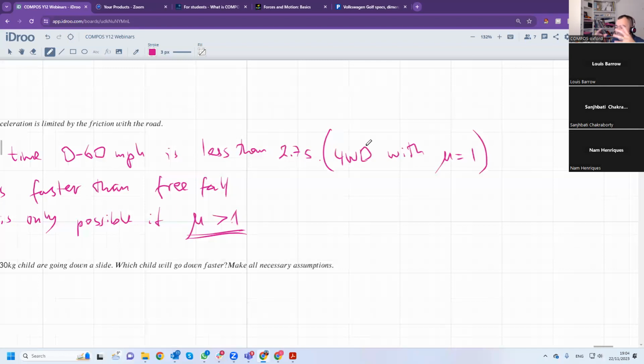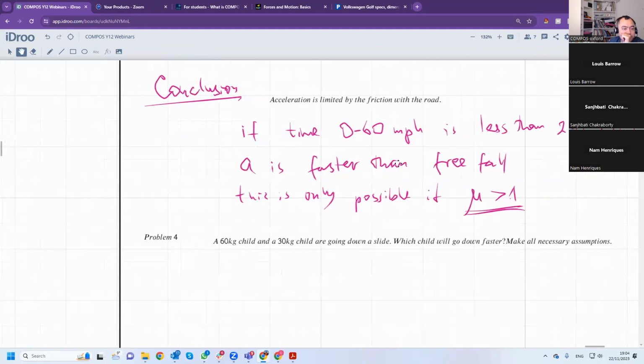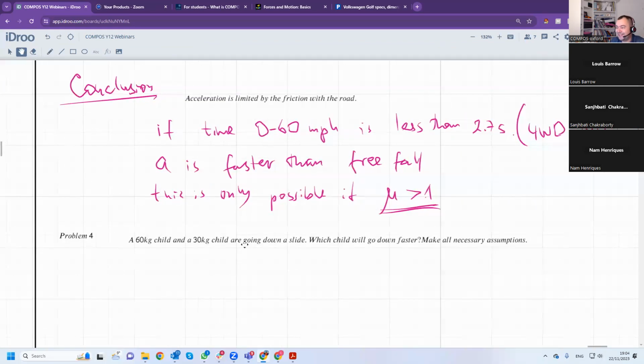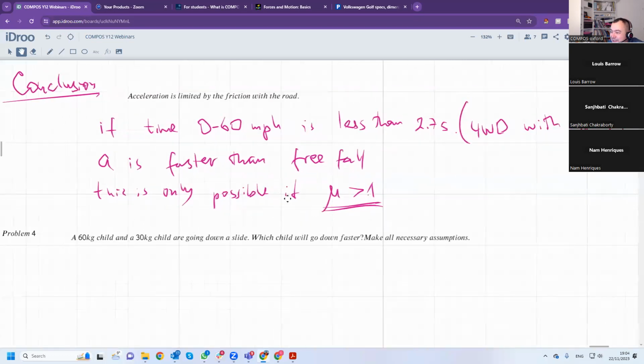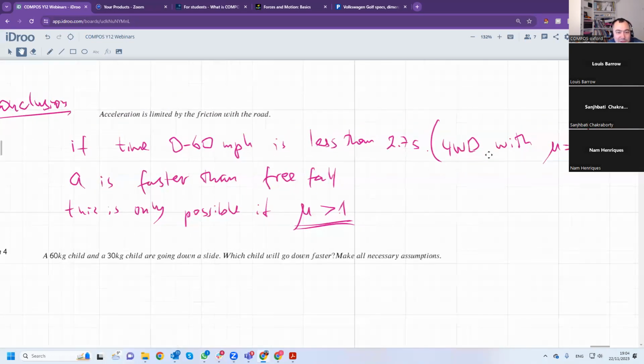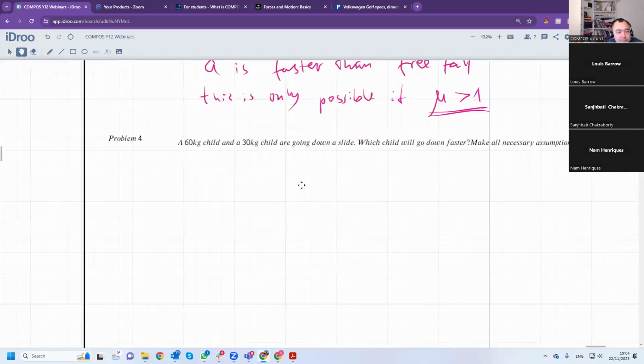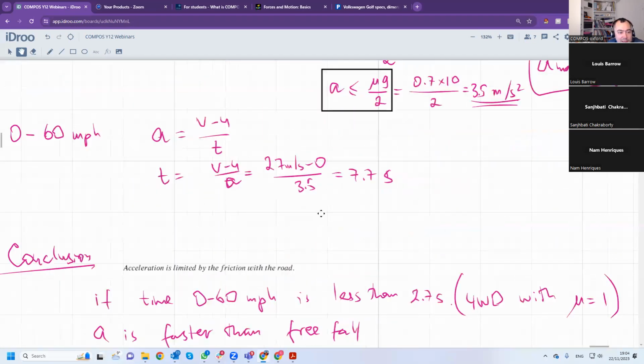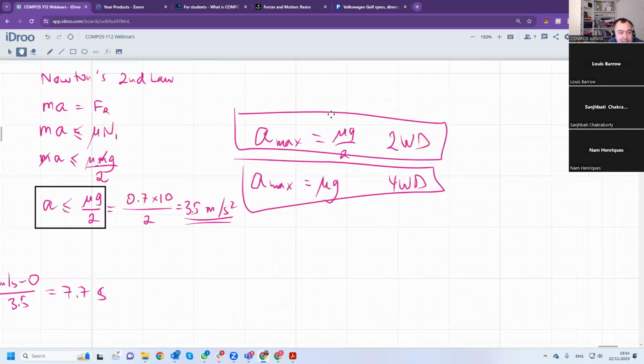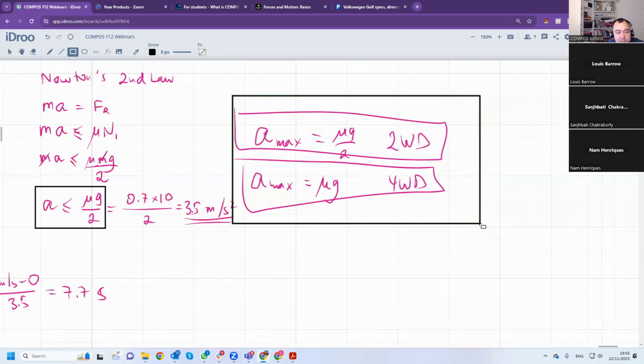So there's a lot of stuff going on in there. The 2.7 is for a four-wheel drive car with mu equals 1. But finally, yes, this is the ultimate maximum acceleration.